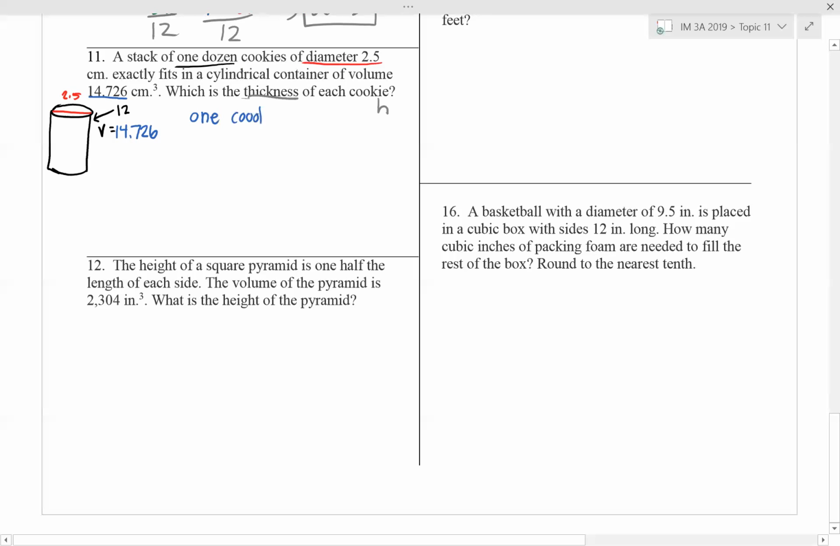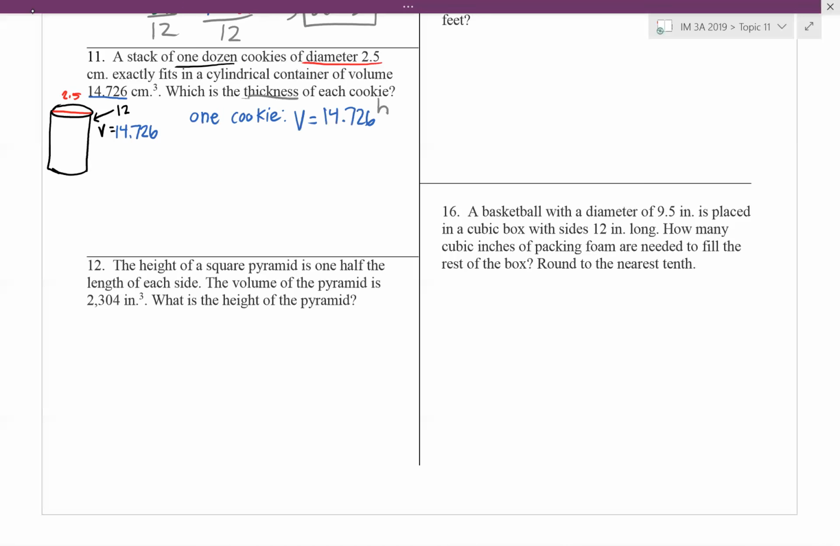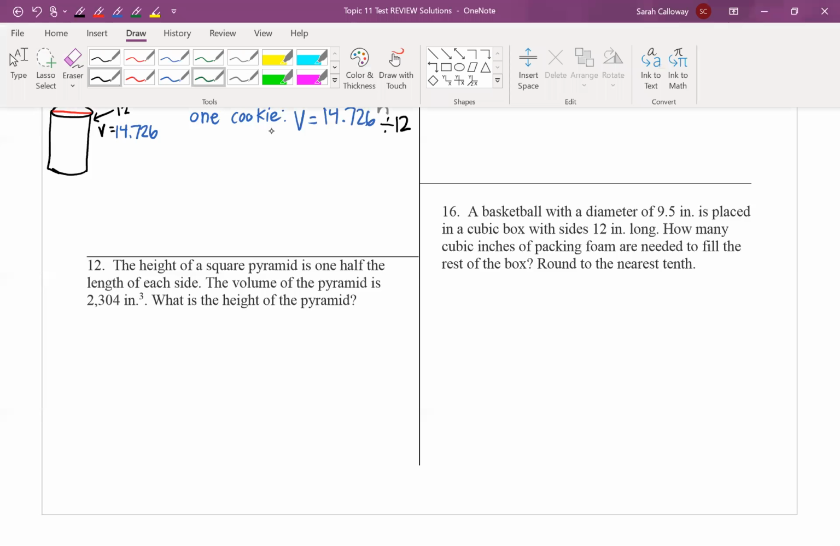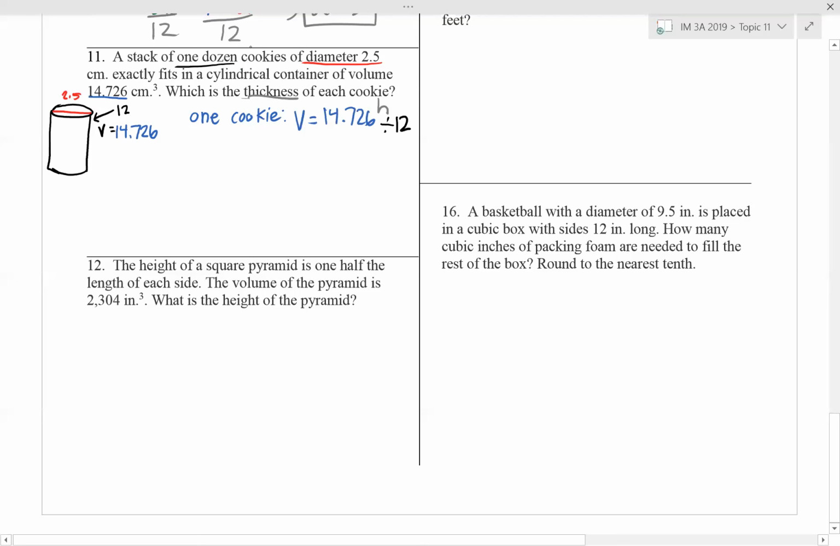1 cookie's volume is going to be the 14.726 divided by 12, because there's 12 cookies in the container. So that means that this 1 cookie's volume is going to be 1.227 cubic centimeters. I'm going to use, again, a cylinder to model 1 cookie. And so 1 cookie's volume is going to be represented by pi times r squared times h.